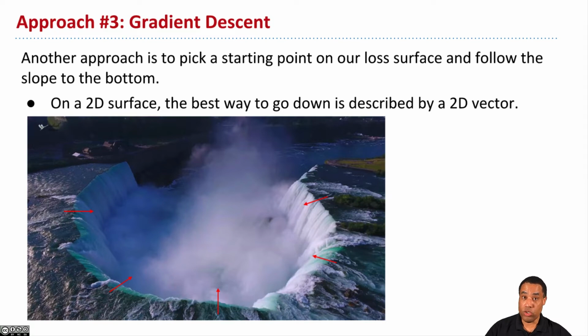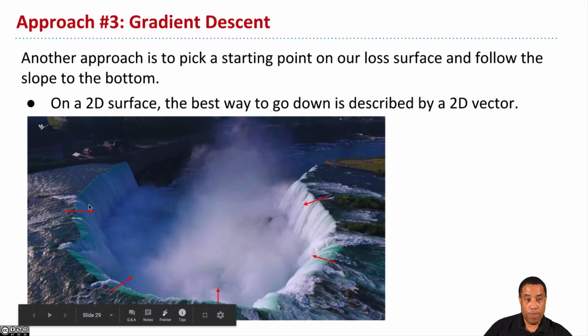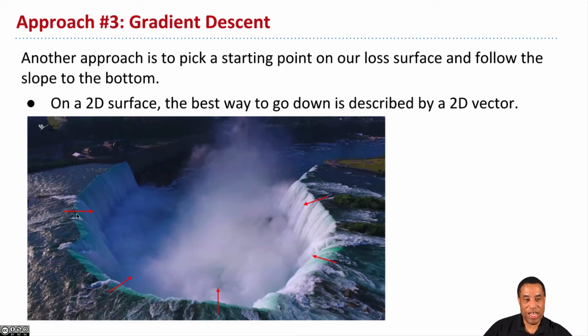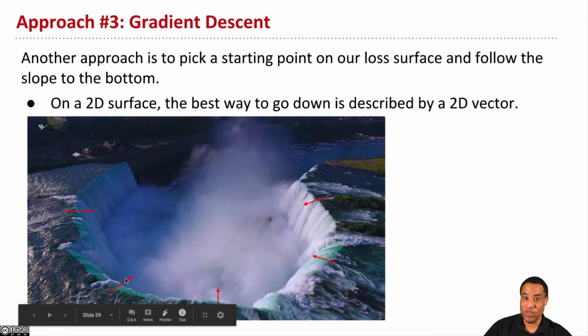But since we're on a 2D surface, the best way to go down is going to be described by a two-dimensional vector. So here we have a waterfall, and this is going to be our 2D surface. And so if we pick a point over here, it's going to be a 2D vector that tells us to go this direction. Similarly, if we're over here, it's going to be a 2D vector that tells us to move in this direction, and so on, and so on, and so on.